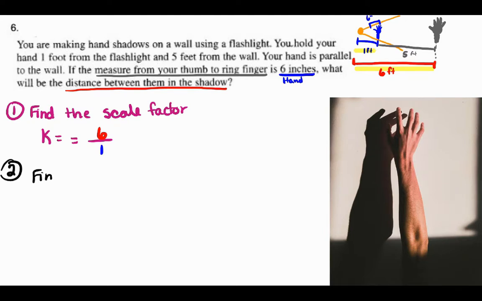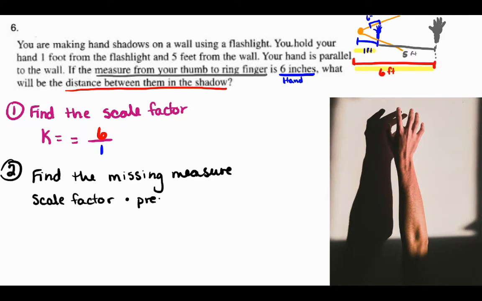So next we're going to find the missing measure. Our scale factor is a multiplier. So if we take the scale factor and multiply it by the pre-image, which in this case is our hand measurement, then it should give us our image value, which in this case is the shadow. So for our problem, our scale factor is 6 to 1. We're going to multiply this by the measurement in the hand. So for the hand, this is a 6-inch measurement.